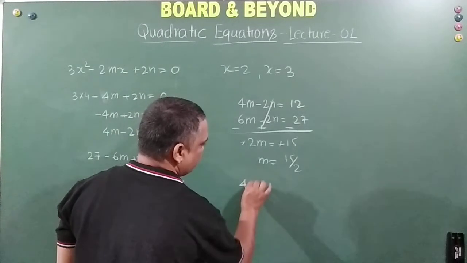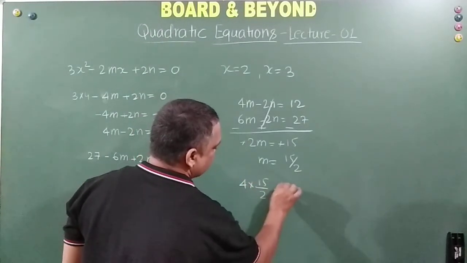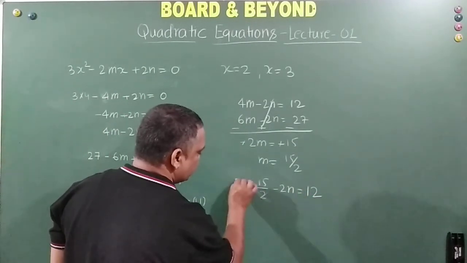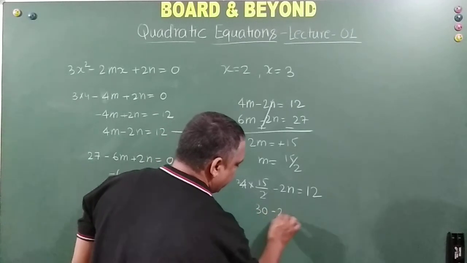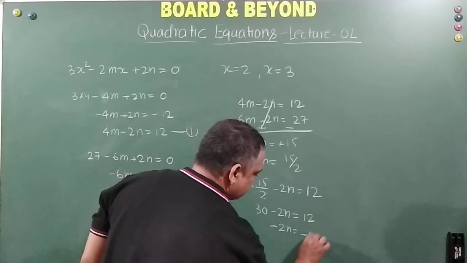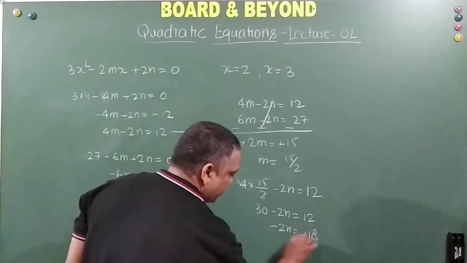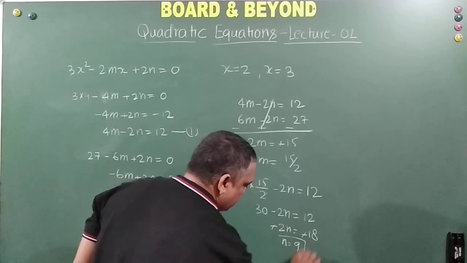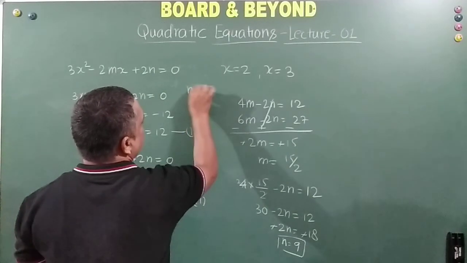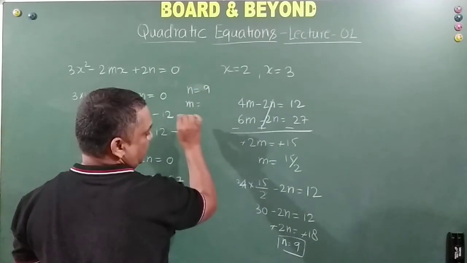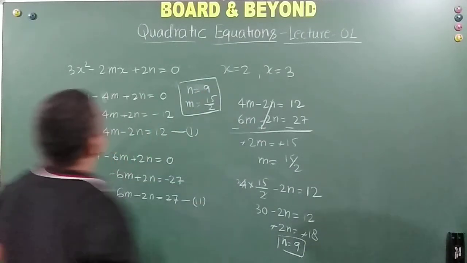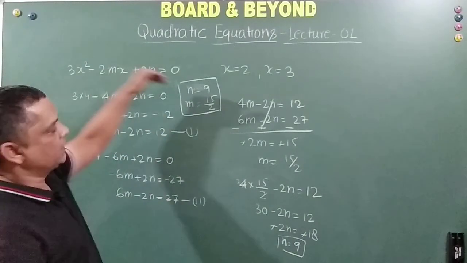So 4 into 15 by 2 minus 2n is equal to 12. So this becomes 2, so this becomes 30. 30 minus 2n is equal to 12. So minus 2n is equal to minus 18. So n is equal to 9. You got it? So n is equal to 9 and m is equal to 15 by 2 is the solution for this. So the value of m is 15 by 2 and the value of n is 9.